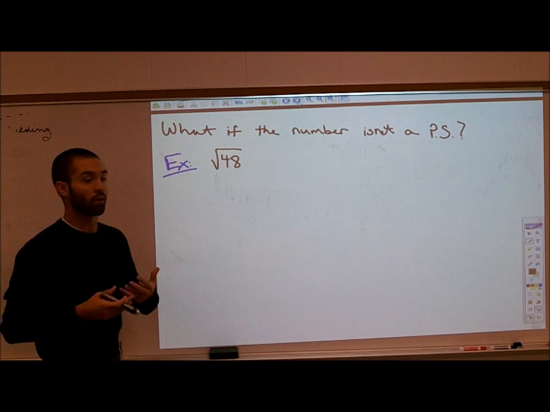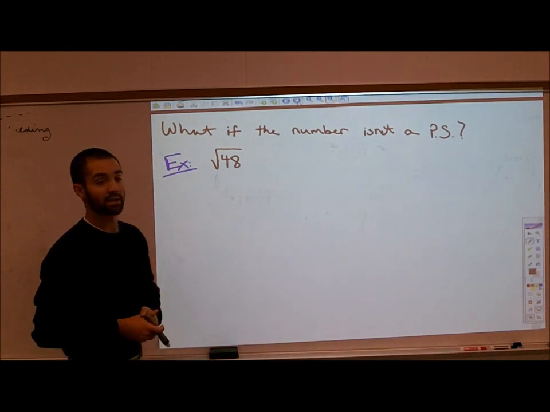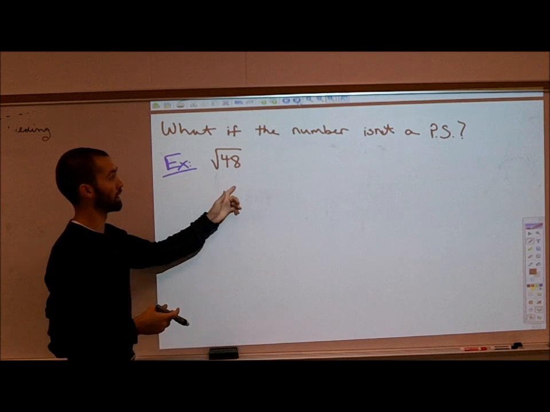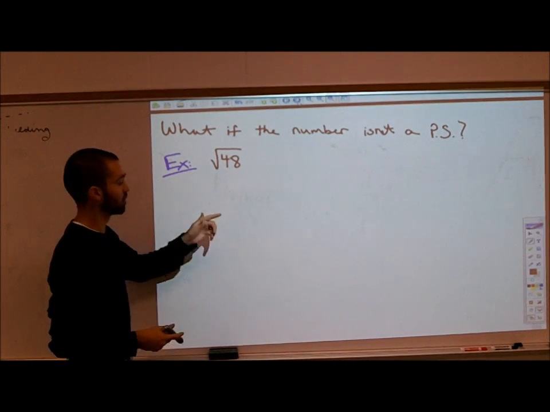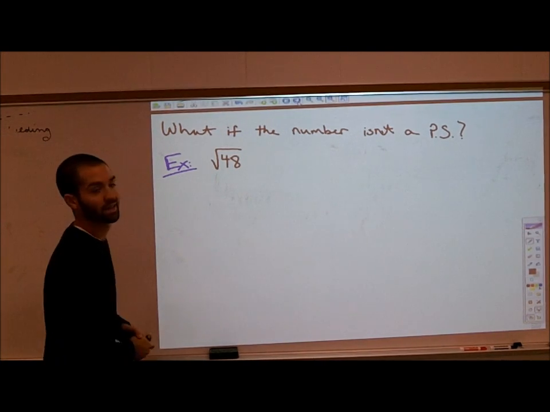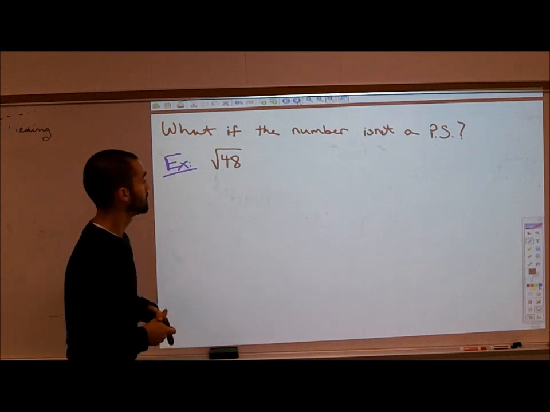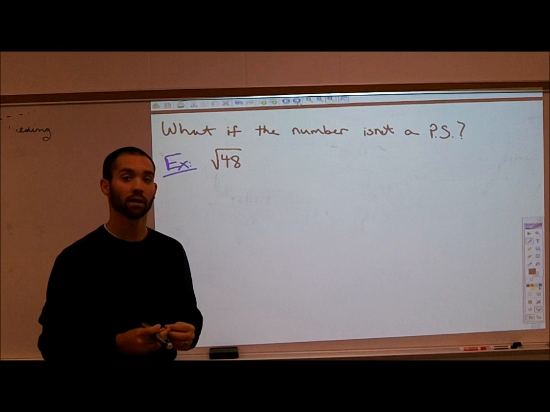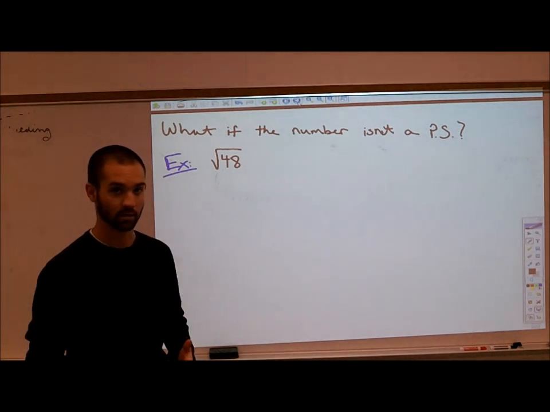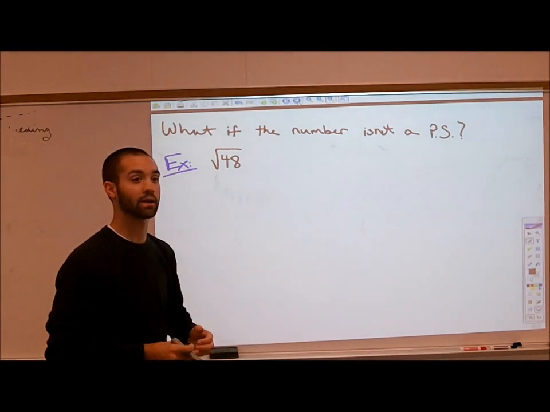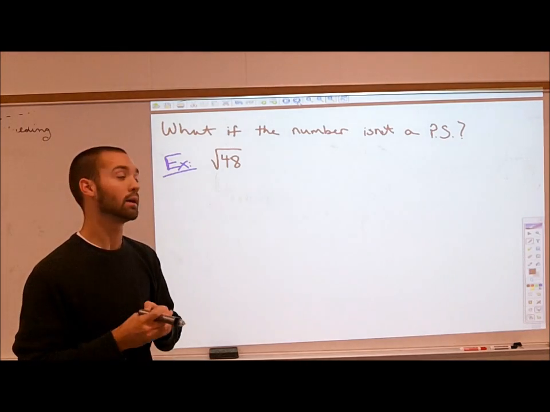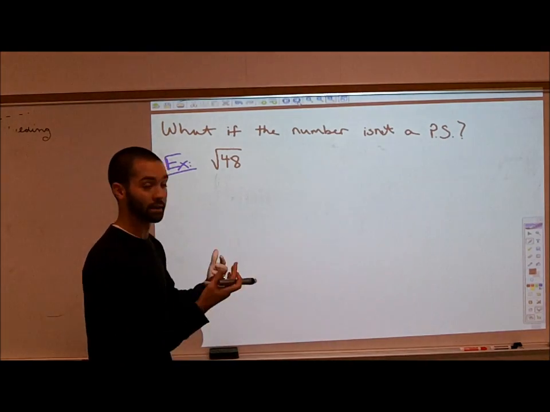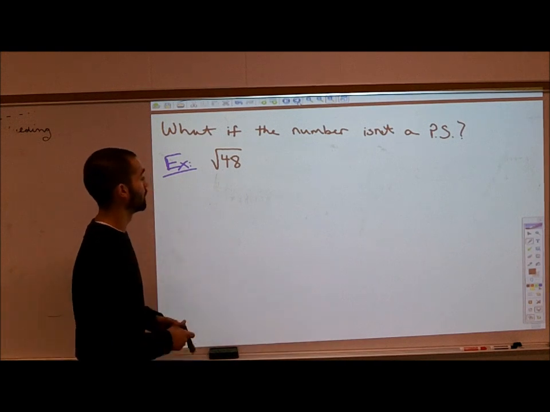So when we're simplifying, what if the number isn't a perfect square? Well, we're going to simplify this. Well, we know it's 48. Go back to our T-chart. It's not a perfect square. So our thought process is, is there a perfect square that goes into 48? Is there a factor of 48 that is a perfect square? A factor is a number that divides 48 evenly.